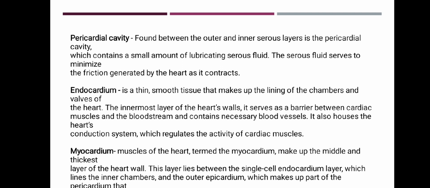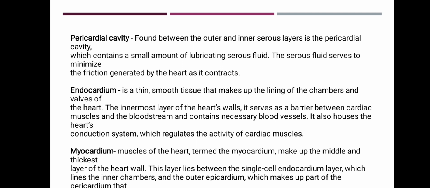Pericardial cavity. Found between the outer and inner serous layers, the pericardial cavity contains a small amount of lubricating serous fluid. The serous fluid serves to minimize the friction generated by the heart as it contracts. Endocardium is a thin, smooth tissue that makes up the lining of the chambers and valves of the heart. The innermost layer of the heart walls, it serves as a barrier between cardiac muscles and the bloodstream and contains necessary blood vessels. It also houses the heart conduction system, which regulates the activity of cardiac muscles.